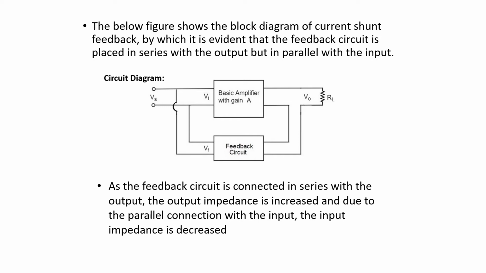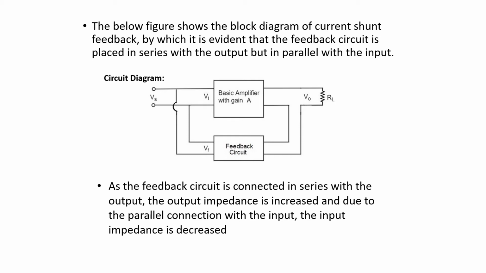Now here, in the placement of this particular feedback connection, you can see that the feedback circuit is placed serially to the output, but it is parallel to the input. Just pay attention to what I am saying. It is placed serially to the output, but it is placed parallelly with the input. That is the reason we call it current shunt feedback. Shunt is the word used for mentioning something that is placed in parallel.